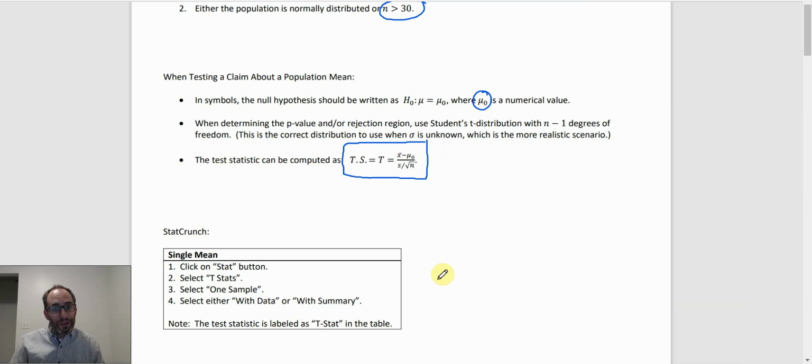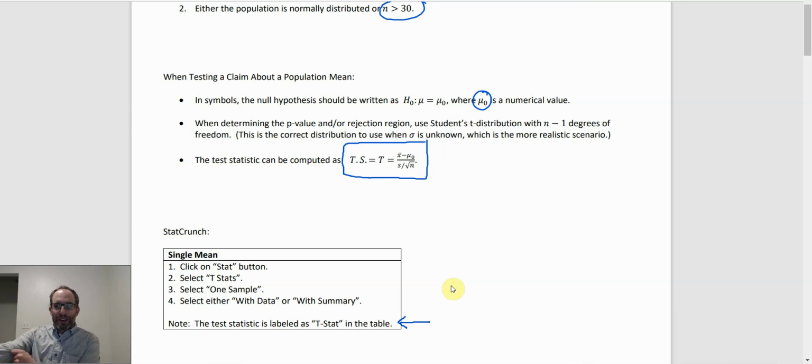The summary values are like if you have x bar and you have s. If you had a spreadsheet or a CSV where you had all the raw data in one of the columns, then you would use with data. You'd copy the data into StatCrunch and then use with data. But that's not what we're going to have here. And just like with proportions, if you had to do the test with the rejection region, you could use StatCrunch for that, because the thing called t-stat, right next to the p-value, is the test statistic.